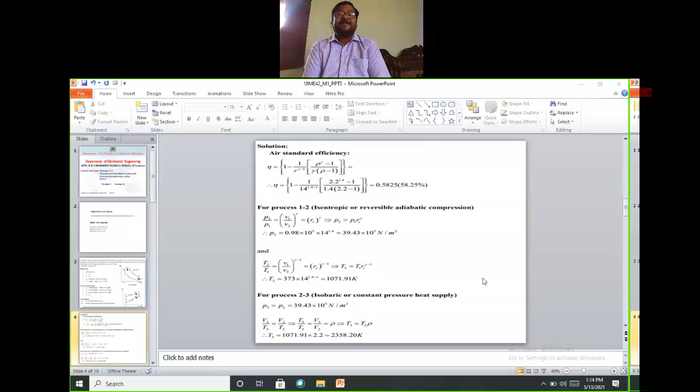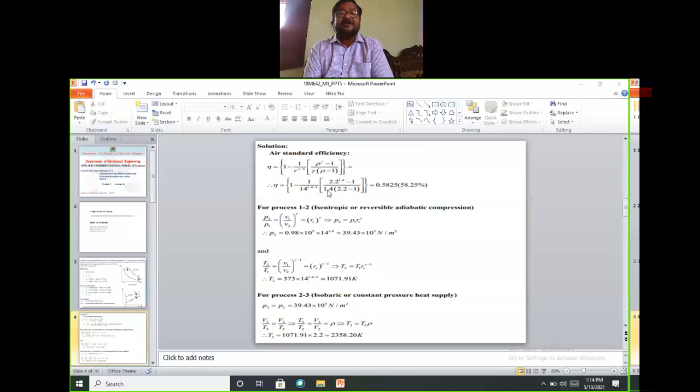Air standard efficiency of the diesel cycle, as we all know, is directly given by 1 minus 1 by r raised to the power of gamma minus 1, into rho to the power of gamma minus 1 by gamma into rho minus 1. Rho is the cutoff ratio, 2.2. r is the compression ratio, 14. And 1.4 is the ratio of specific heats, as I said, Cp by Cv.